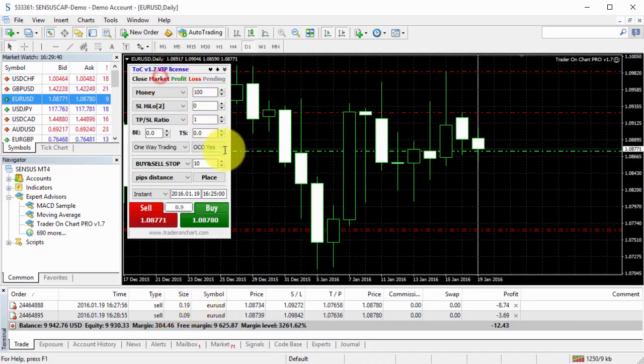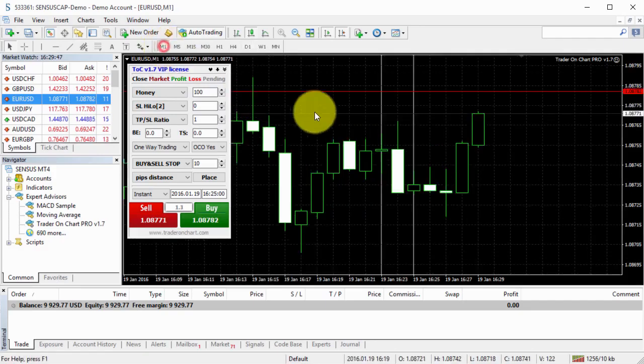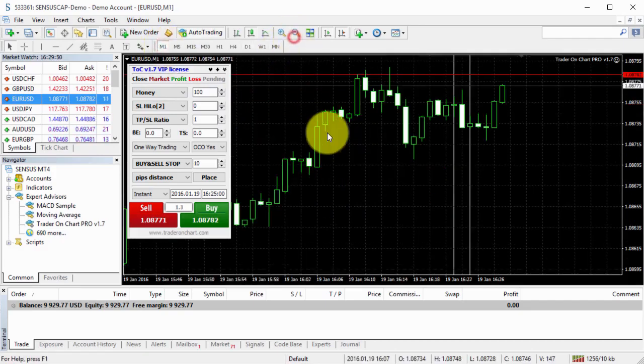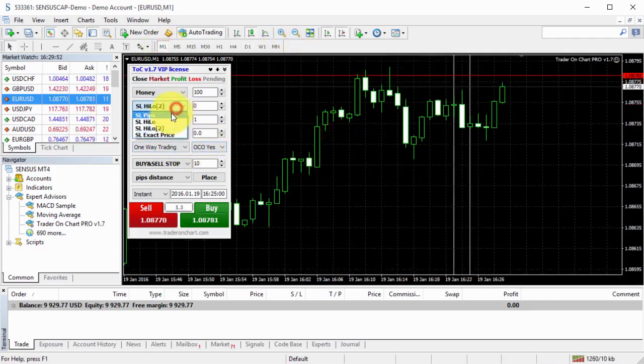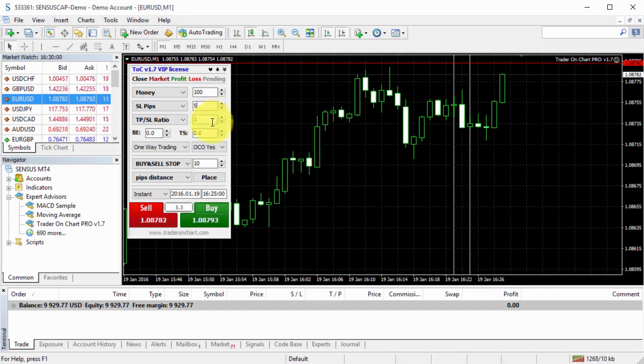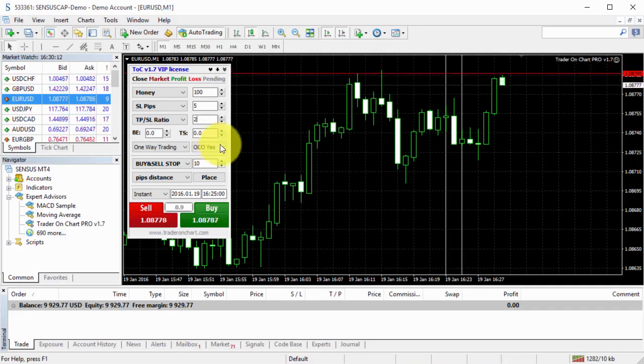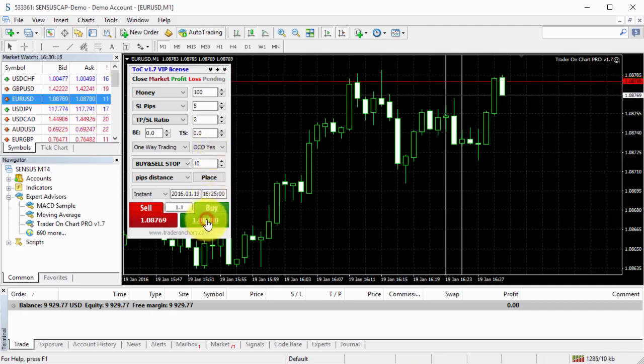So let me do a small experiment. It's always kind of hard to demonstrate how all these options work, but if I make my stop losses quite small, I might succeed. So let's say I will set my stop loss at 5 pips and my take profit at 5 pips as well. Or it's a take profit and stop loss ratio actually. So I will make it 2, so it should be 10 pips. And then I will open a buy trade.